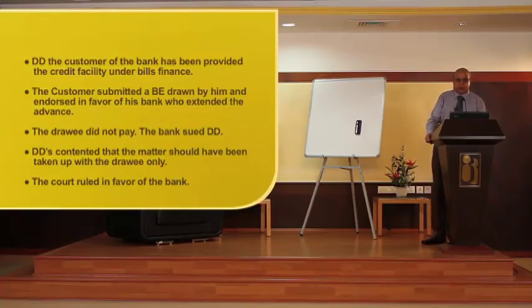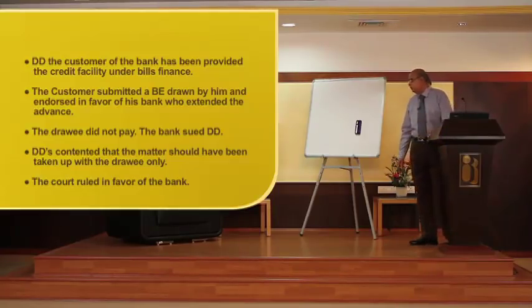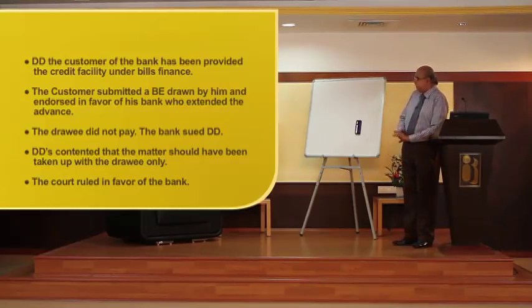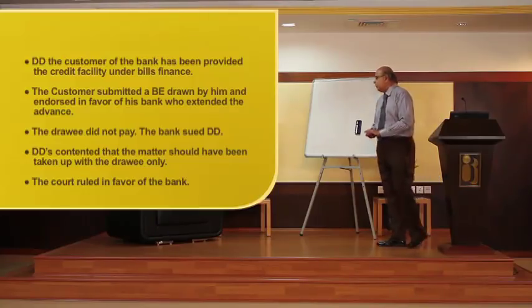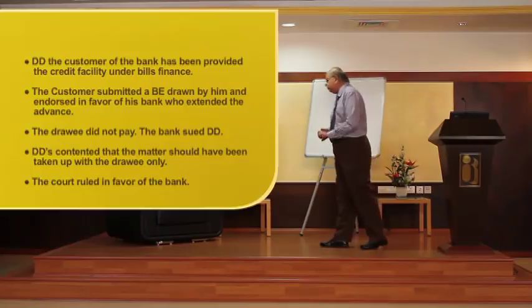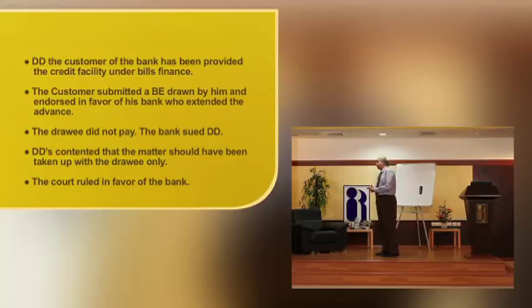DD, the customer of the bank, has been provided the credit facility under bills finance. The customer submitted a bill of exchange drawn by him and endorsed in favor of his bank, who extended the advance. The drawee did not make the payment. The bank sued DD. DD contended that the matter should have been taken up with the drawee only. The court ruled in favor of the bank.